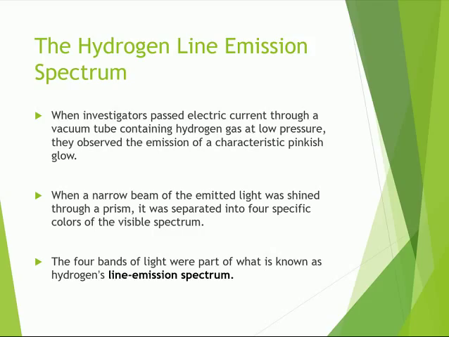It's these 4 bands of light that are known as hydrogen's line emission spectrum. So here's a picture of the actual line spectrum. You take that glow off of the hydrogen gas, move it through a prism, and it will split into these 4 bands.